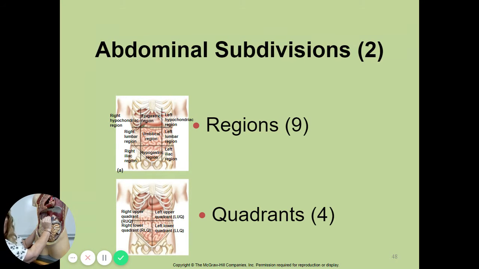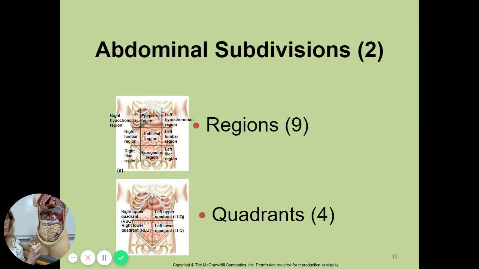And the very center square, if I'm playing tic-tac-toe, is the umbilical region. It's right where the belly button is, umbilical region. Then the hips are right here, and the hip bones that flare out that you feel right here are your iliac bones. So this is the right iliac region. This is the left iliac region. And then the center of that is going to be the hypogastric region, below stomach region. So hypogastric, umbilical, epigastric. Right hypochondriac, left hypochondriac, right lumbar, left lumbar, right iliac, left iliac.